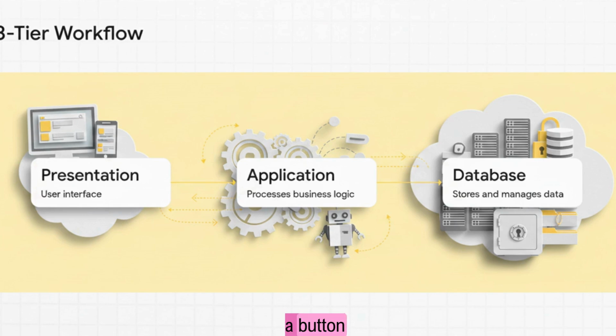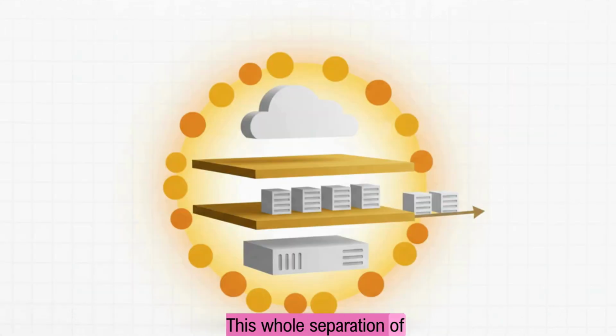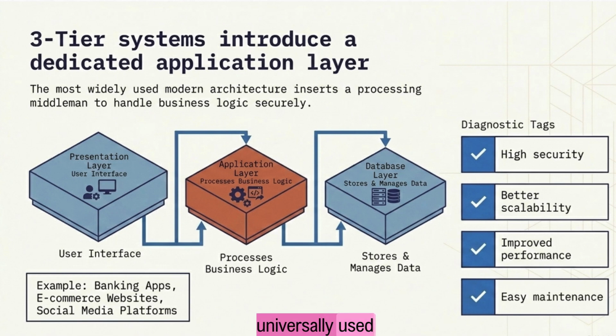So now you click a button on the interface. The application layer does the heavy lifting, and only then does it quietly tap the database to fetch or save what's needed. This whole separation of concerns is an absolute game changer. It's the gold standard, universally used today for heavy hitters like banking apps, e-commerce giants, and social media platforms.